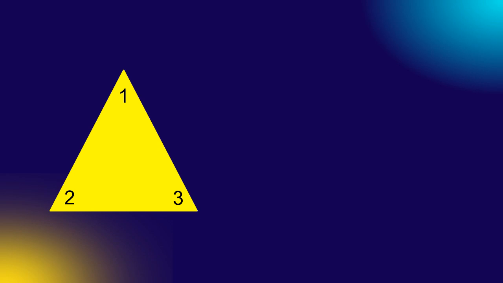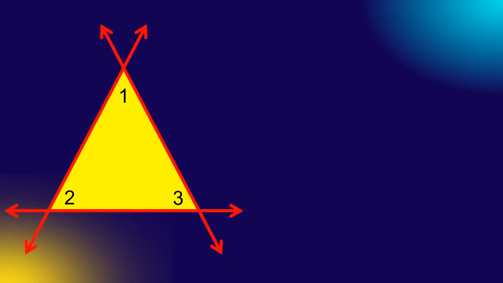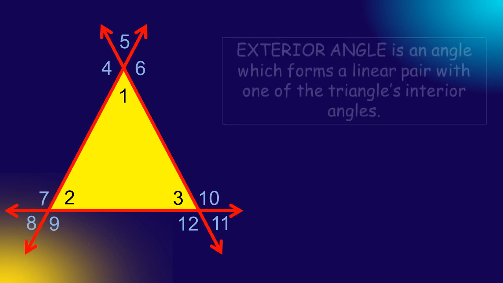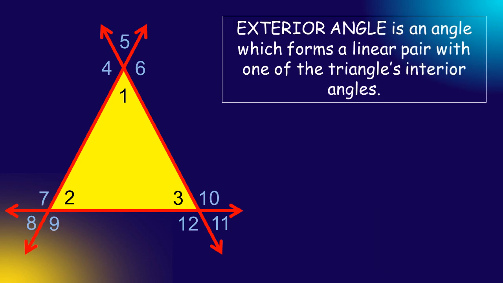Okay, so what if we are going to extend all the sides of this triangle? It will look like this. Okay, if the sides are being extended, angles will be formed outside the triangle, such as angle 4, angle 5, angle 6, angle 7, angle 8, angle 9, angle 10, angle 11, and angle 12. So since they are outside the triangle, they are called exterior angles.